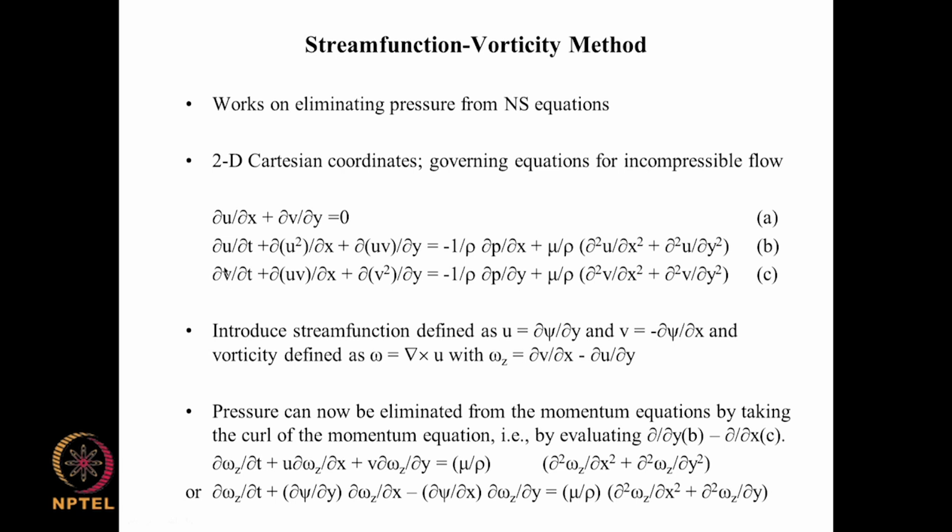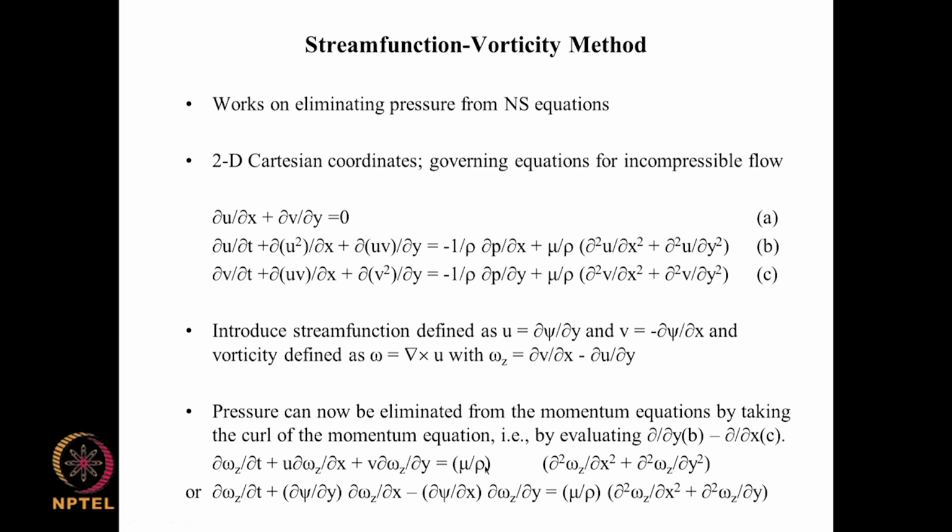And the y momentum equation is ∂v/∂t plus ∂/∂x of uv plus ∂/∂y of v² equal to minus 1/ρ ∂p/∂y plus μ/ρ times (∂²v/∂x² plus ∂²v/∂y²). So you have equations A, B and C.